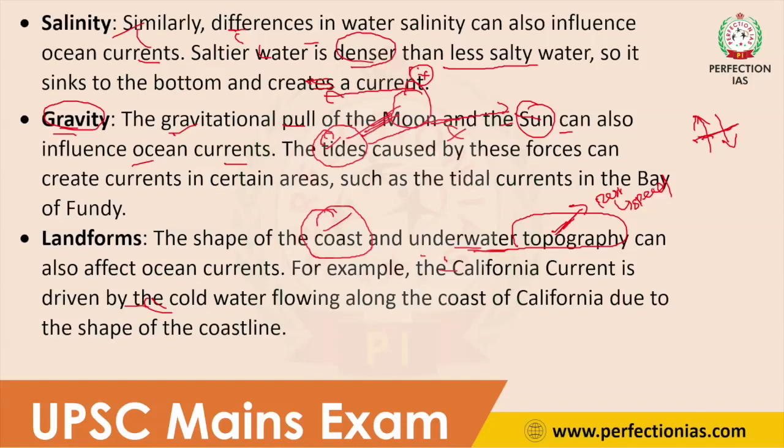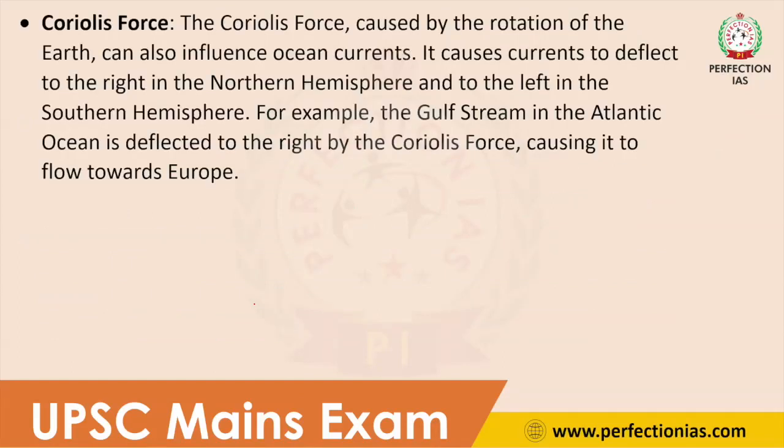For example, the Californian current is driven by cold water flowing along the coast of California due to the shape of the Californian coast. So this is the example. Next is Coriolis force. So what is Coriolis force? This Coriolis force happens due to the rotation of Earth's surface.